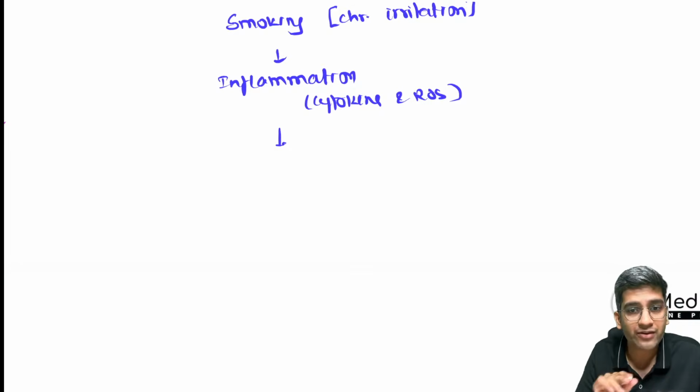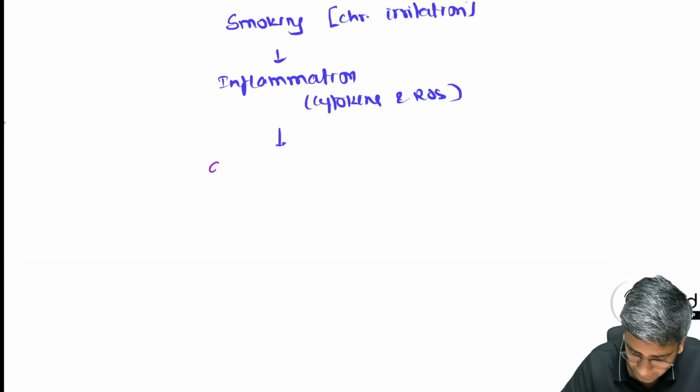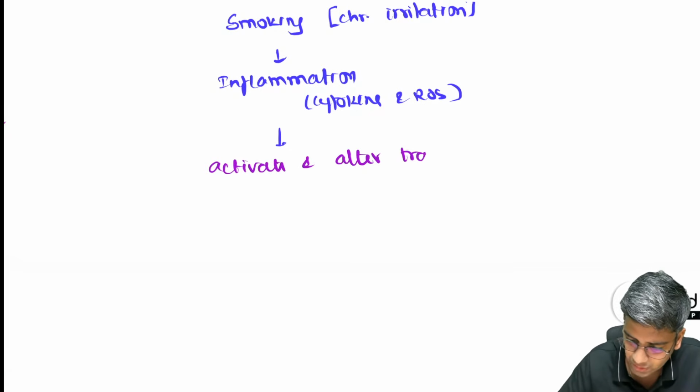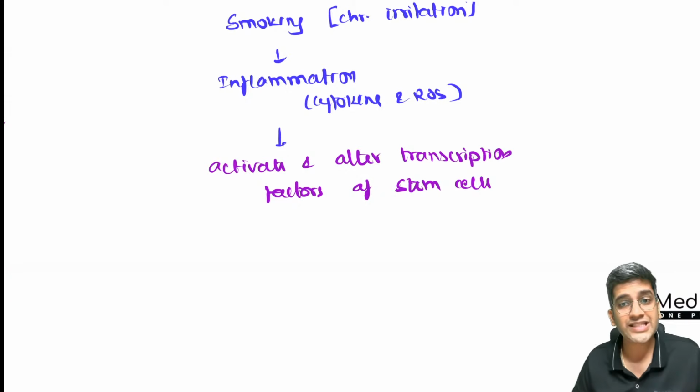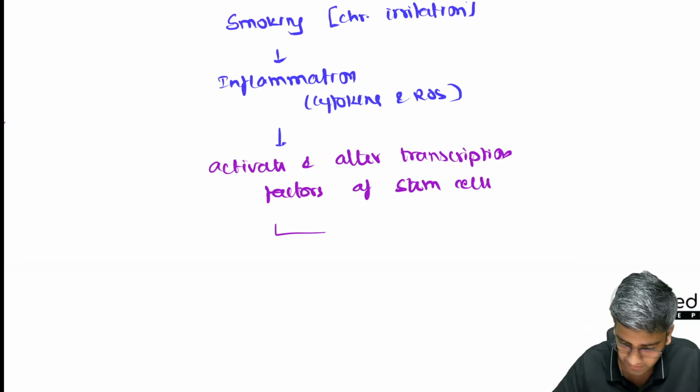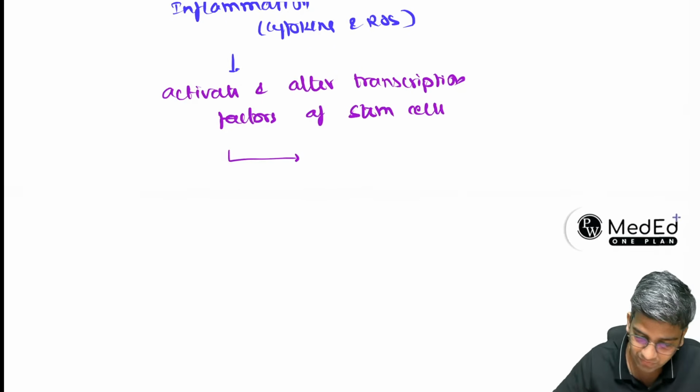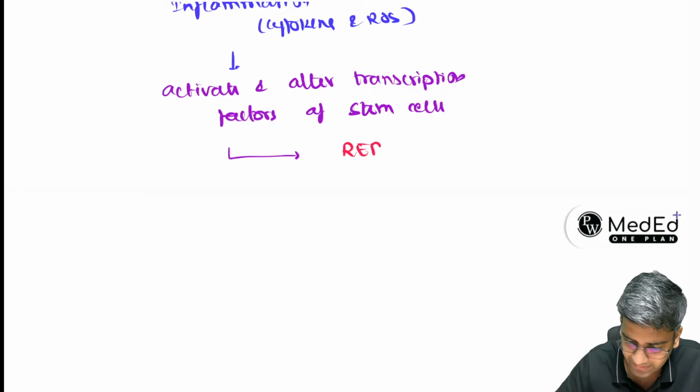So here you can write that these cytokines can activate and alter the transcription factors of stem cells. Once they activate and alter the transcription factors of stem cells, this can reprogram the stem cell. The ultimate gist is simple for me. I want this term. It will reprogram the stem cell.